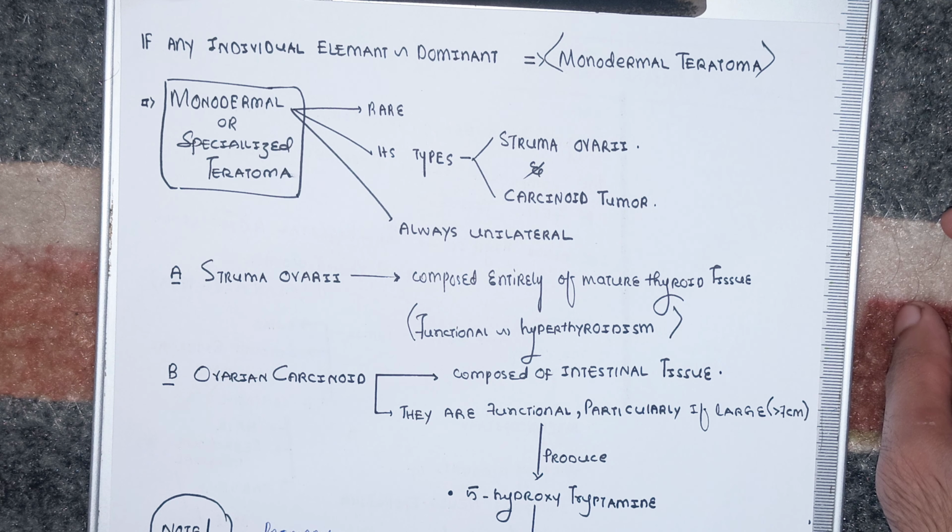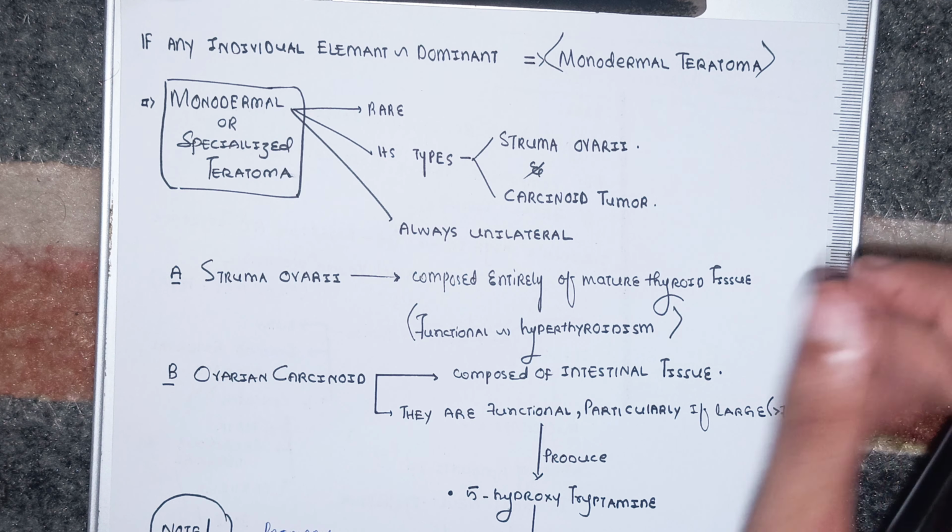But if instead of having so many elements, any one element predominates, like if there is skin tissue and no other tissue, then beta, that is not benign teratoma, that is actually monodermal teratoma. Monodermal or specialized teratoma. By the way, it is rare and it is of two types. It can be struma ovarii or it can be the carcinoid tumor. And remember, the monodermal or specialized teratoma is always unilateral. Struma ovarii is one of the types of the monodermal teratoma, which is composed entirely of mature thyroid tissue.